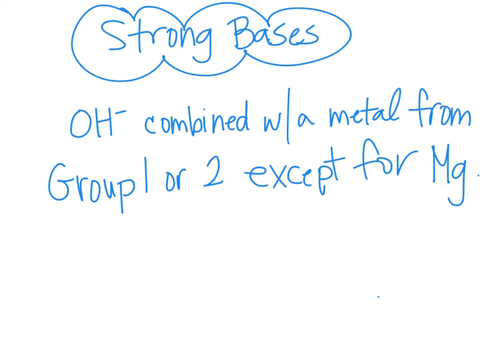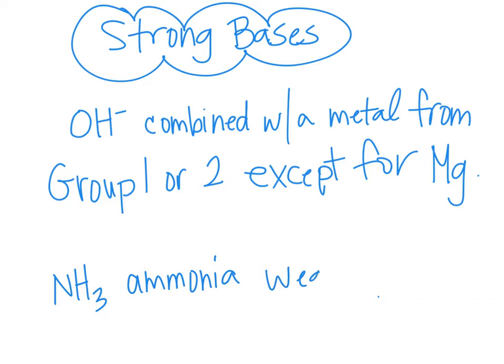So once again, the strong bases are where you have hydroxide combined with a metal from group 1 or 2 except for magnesium. So you have to be able to recognize your strong bases. Don't forget NH3, which is ammonia. It does not have hydroxide in its formula, but this is a weak base. Okay, so that is the base information. But also, just like your strong acids, the strong bases will be strong electrolytes also, since they do separate 100% into ions.